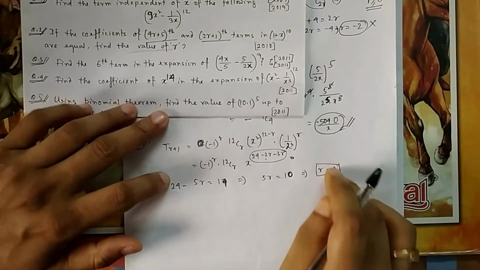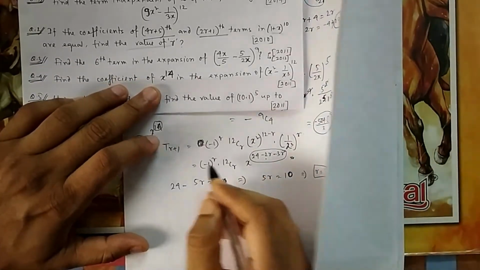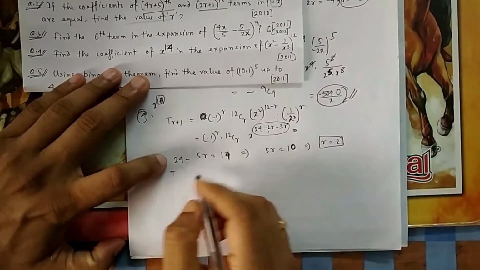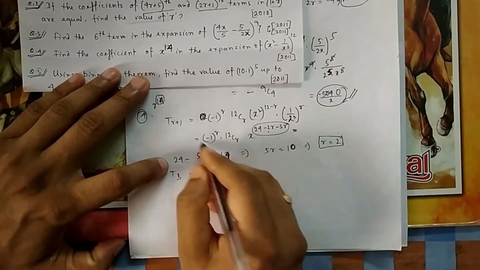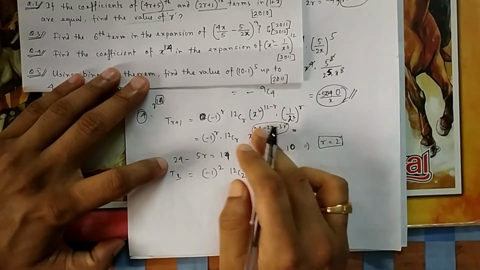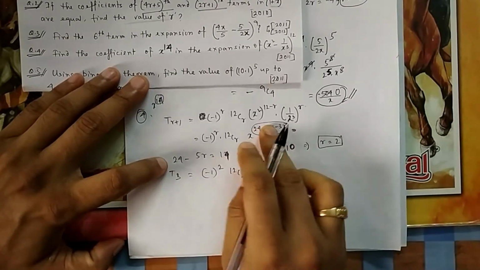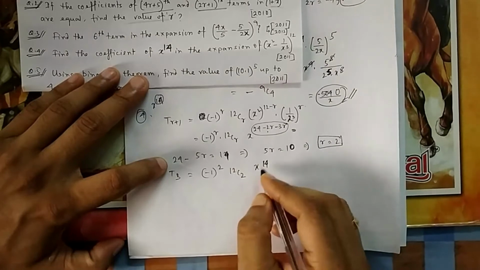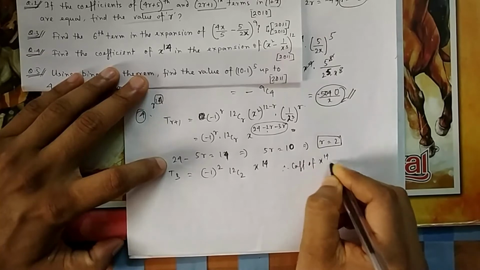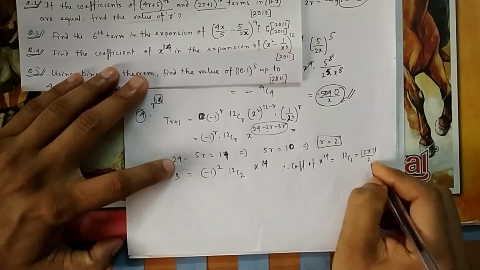Now once you know r is equal to 2, you can easily find the coefficient of x to the power 14. The term that contains x to the power 14 is the third term. So the third term is minus 1 to the power 2, 12C2, and this will obviously give you x to the power 14, because we have worked it out for 14. But you don't need the full term. Therefore the coefficient of x to the power 14 will be equal to this portion. So this is positive, 12C2, 12 into 11 by 2, that is 66, is your answer.